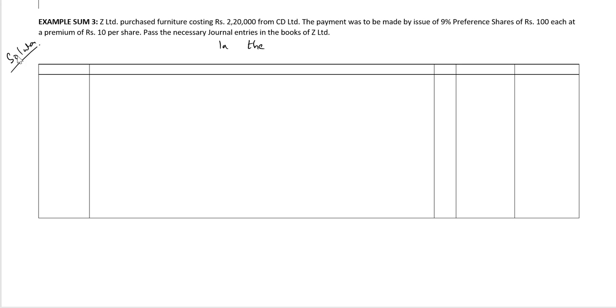Solution: in the books of Z Limited, journal. We have date/serial number, particulars, LF number, debit rupees and credit rupees. The first journal entry is for the purchase of furniture.